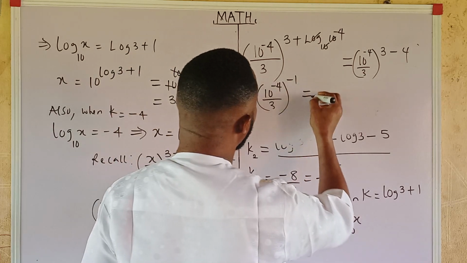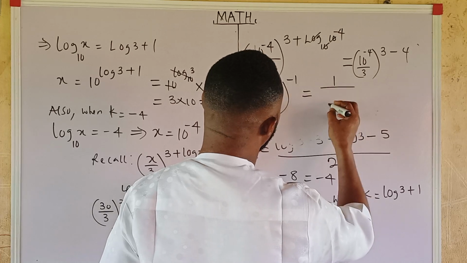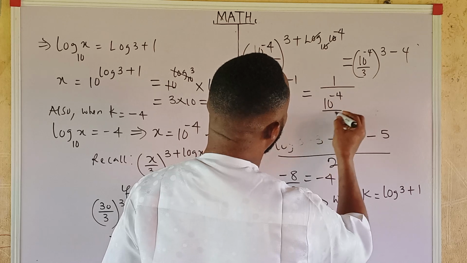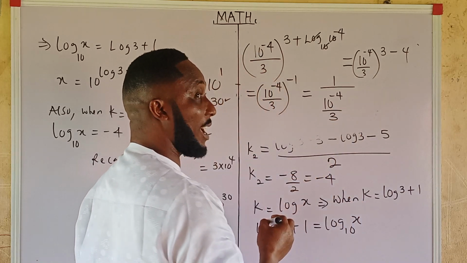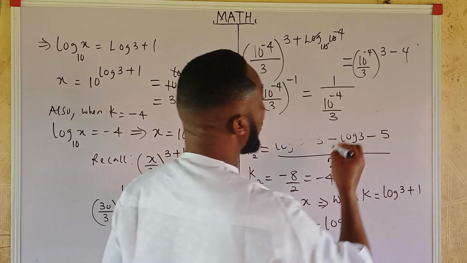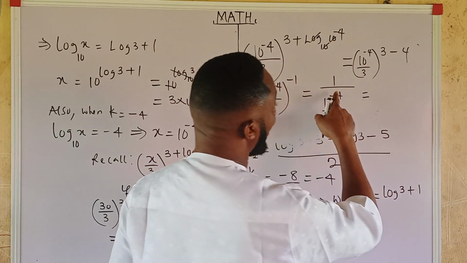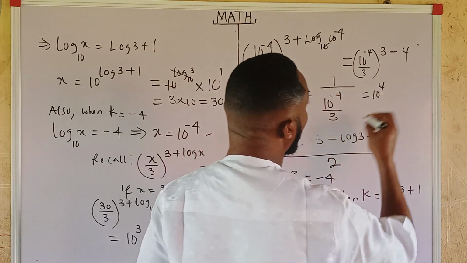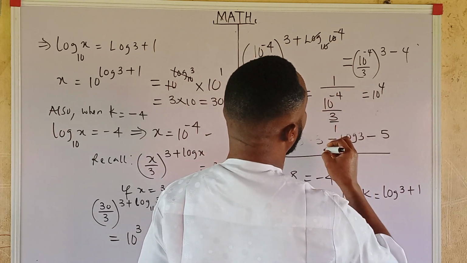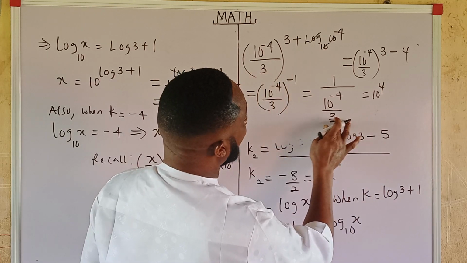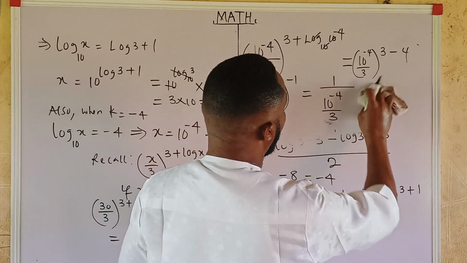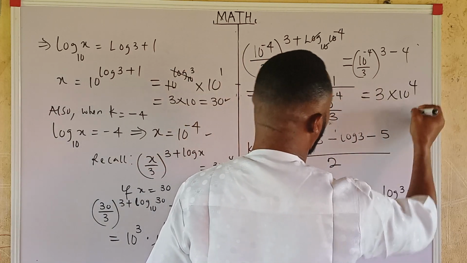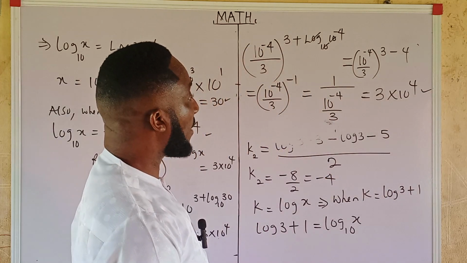So I will then take the inverse, 1 upon 10 to the negative 4th upon 3. So guys, this is quite interesting. If you take the inverse of this, it becomes 10 to the 4th. This fraction will flip. It becomes 3 times 10 to the 4th. So this is also a valid solution.